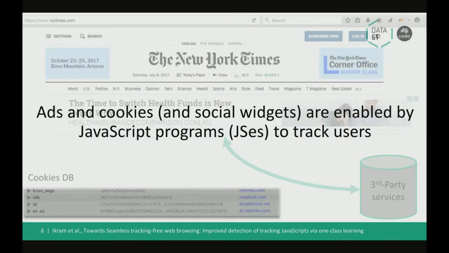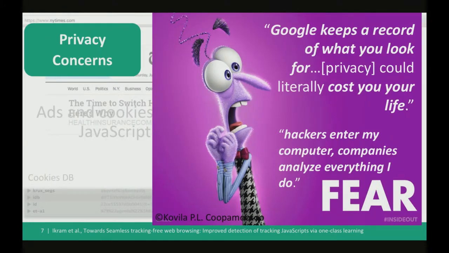So ads and cookies and social widgets that are enabled by JavaScript programs track the user, and one of the speakers on Tuesday pointed out that users normally feel fear and concern about their privacy because Google and some other hackers, in this case our term is trackers, continuously track users and enter into user computers and devices and analyze whatever they are doing on the web, and they track a huge amount of data about users' online presence.